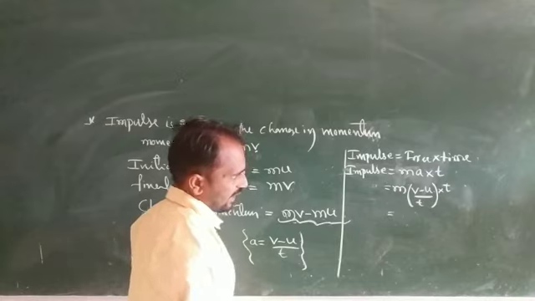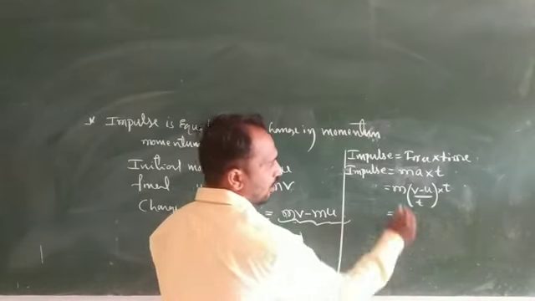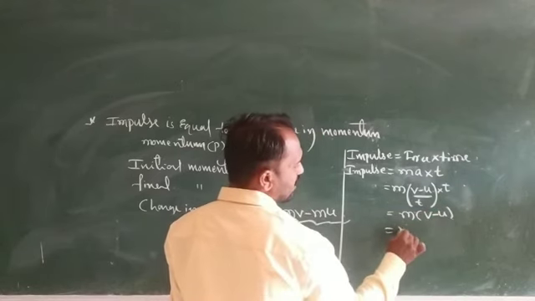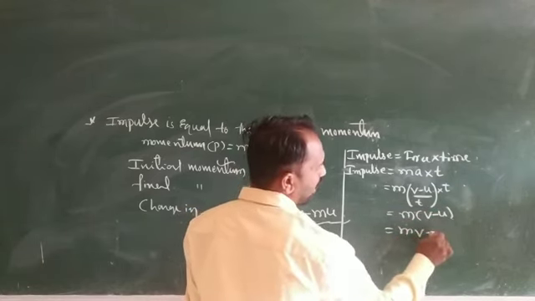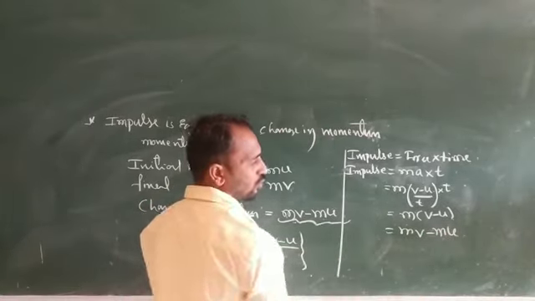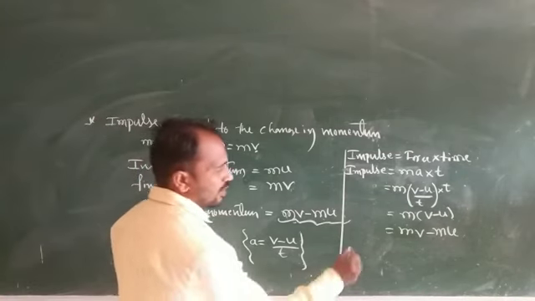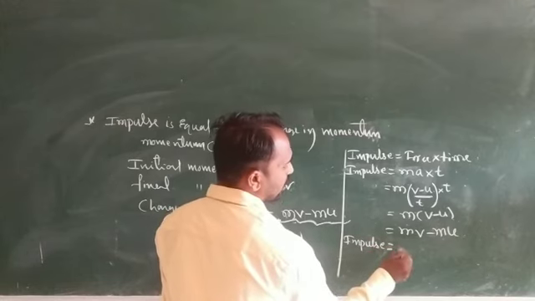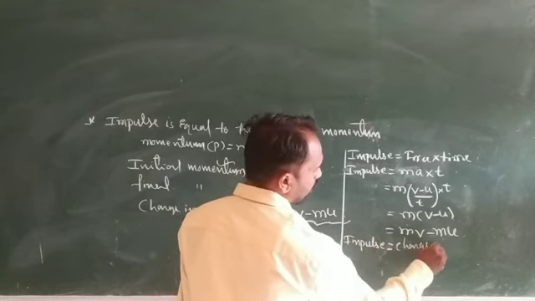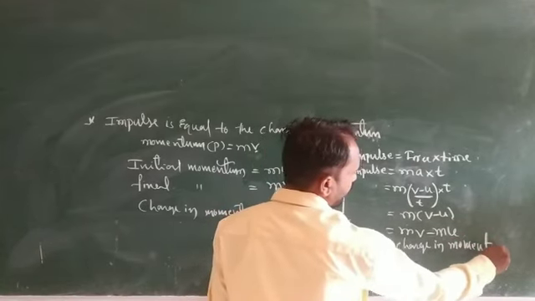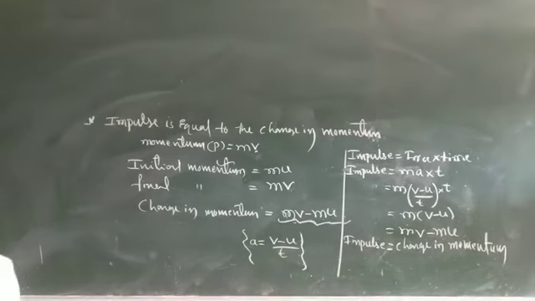So the time gets cancelled. We get M into V minus M into U. So impulse is equal to the change in momentum.